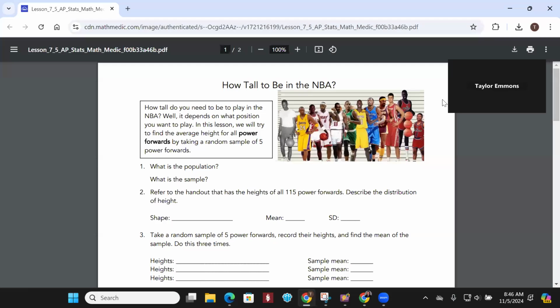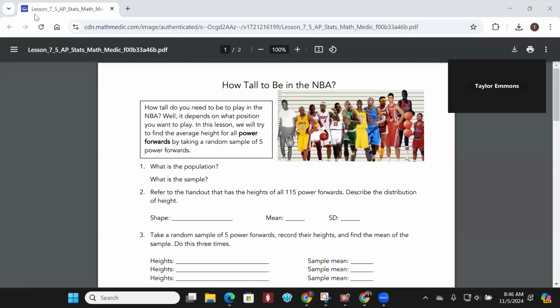All right, so let's get started. This is from your 7 packet. So, how tall do you need to be in order to play in the NBA? Well, it depends on what position you play. So, in this lesson, we'll try to find the average height for all power forwards by taking a random sample of 5 power forwards. If you don't know what a power forward is, you can look it up.